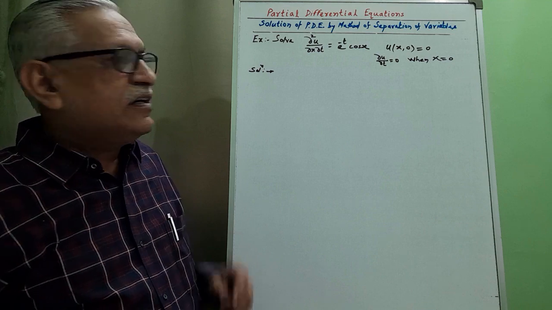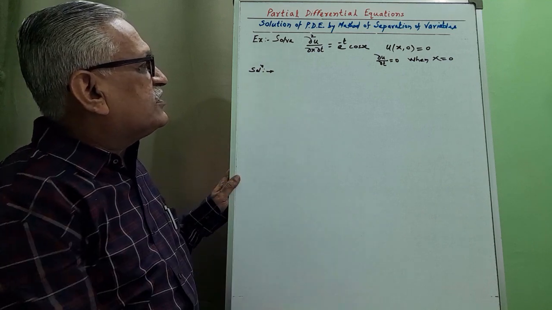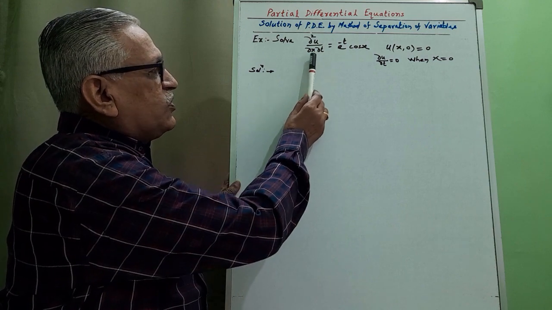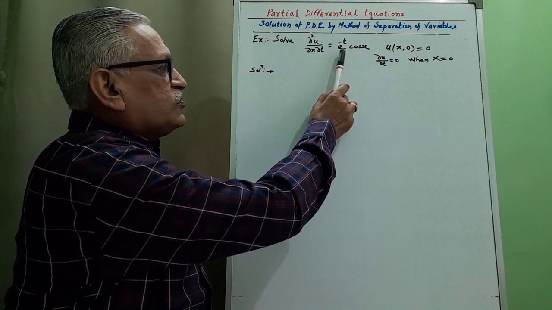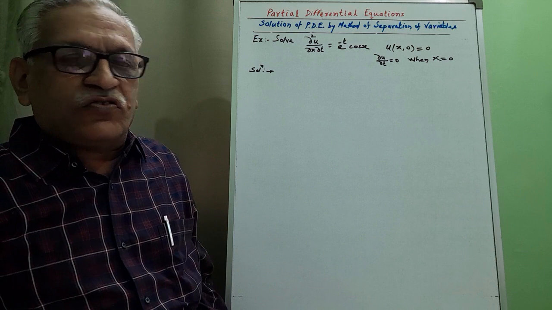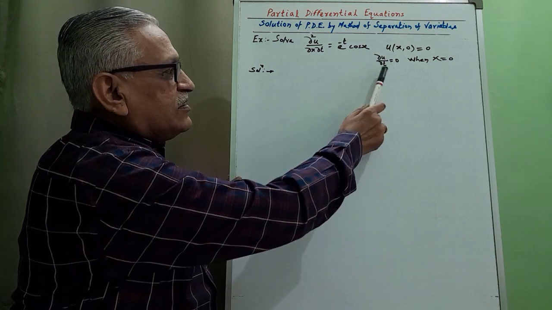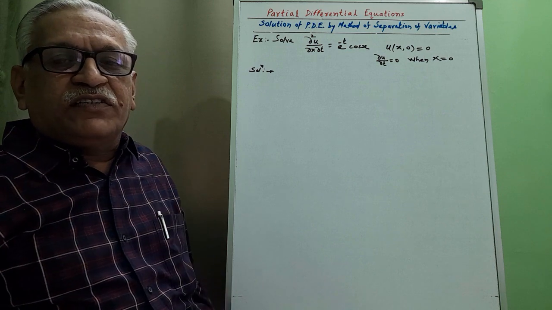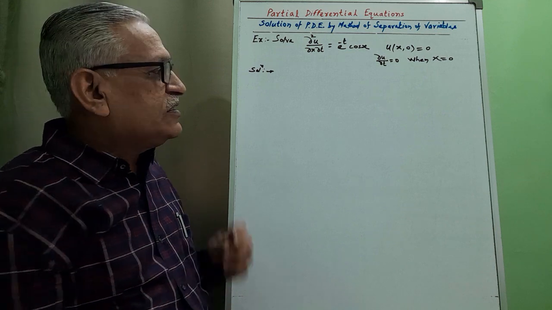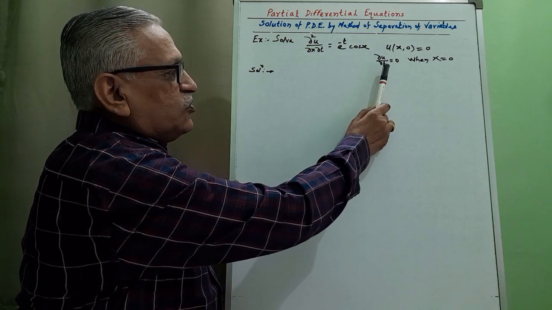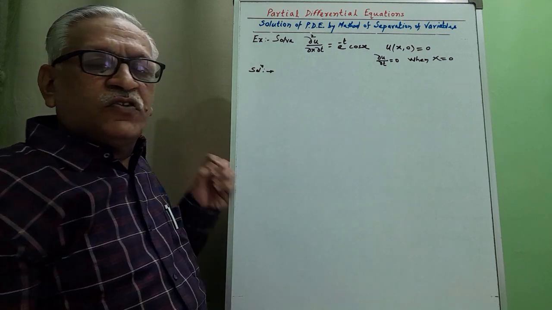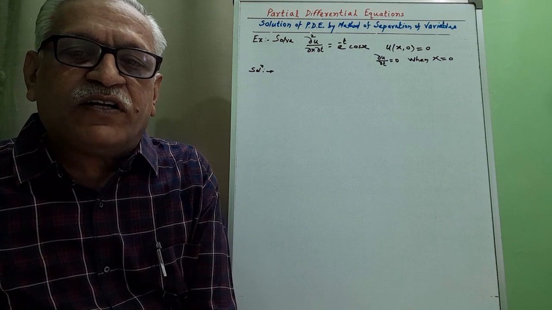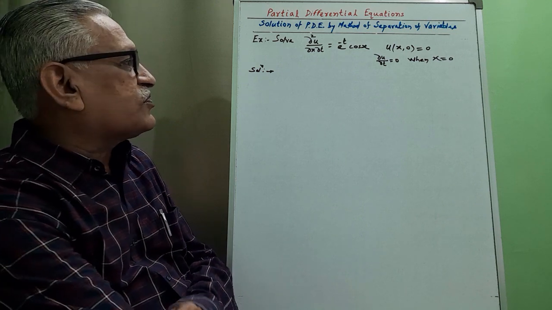In this video, we try to find the solution of ∂²u/∂x∂t = e^(-t) cos x, and the conditions are u(x, 0) = 0, meaning when t is 0 the value of u is 0, and the second condition ∂u/∂t = 0 when x = 0. Using these conditions we try to find out the values of the arbitrary constants.